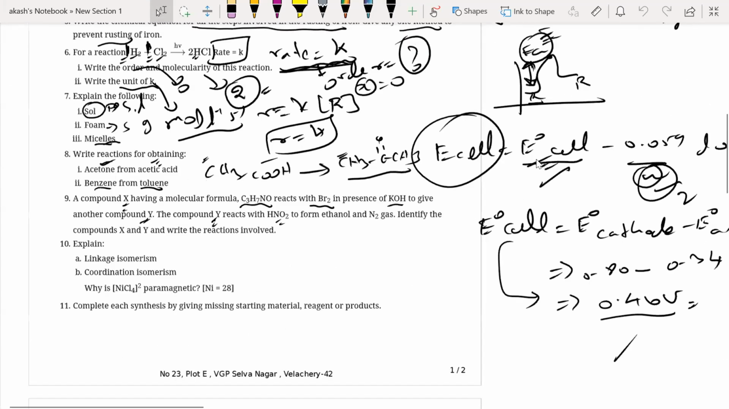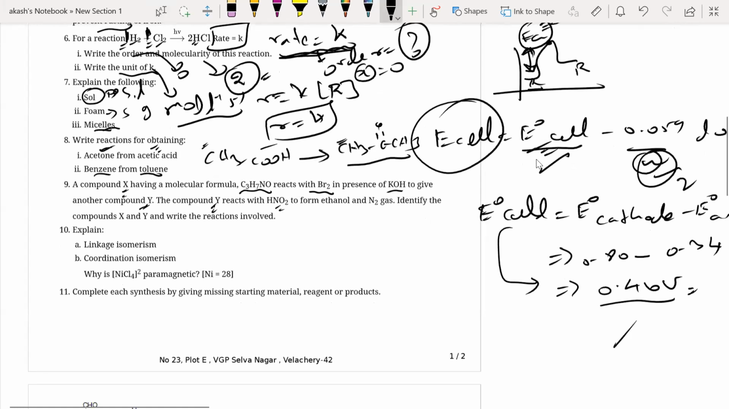Okay, this one. A compound X having molecular formula C3H7NO reacts with Br2 in the presence of KOH to give compound Y. And this compound Y reacts with H2O2 to form ethanol and N2 gas. Okay. This is very simple, people.